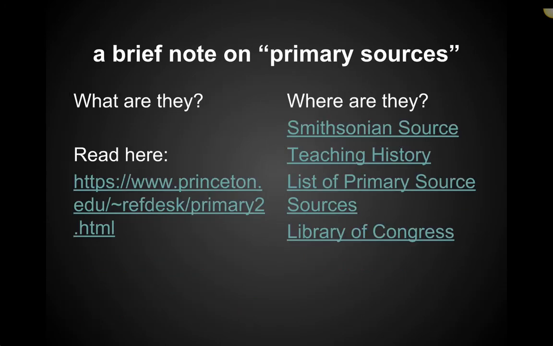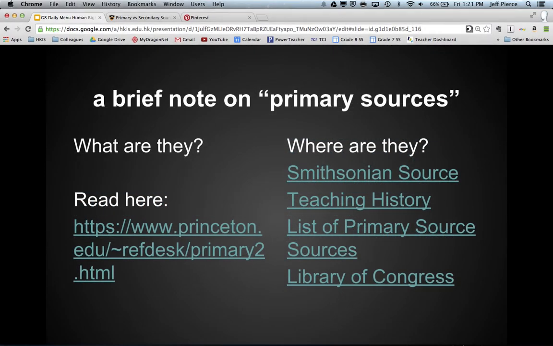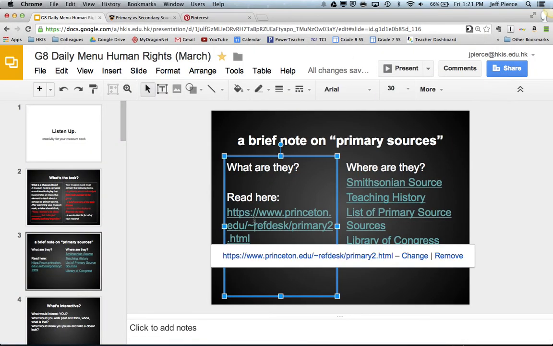Before we talk about the museum nook, a brief note on primary sources. Left column, what are they? Primary sources are anything from the time period. If you go to this file, the link is in the description, this lectures file, you can follow that link. I'll show you what it looks like. So you click here.